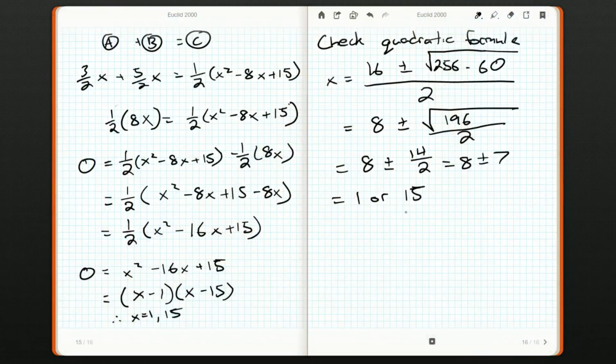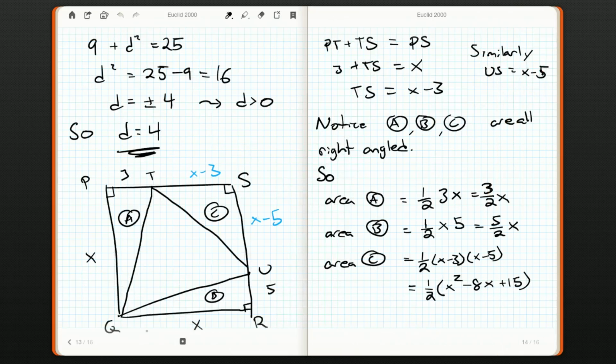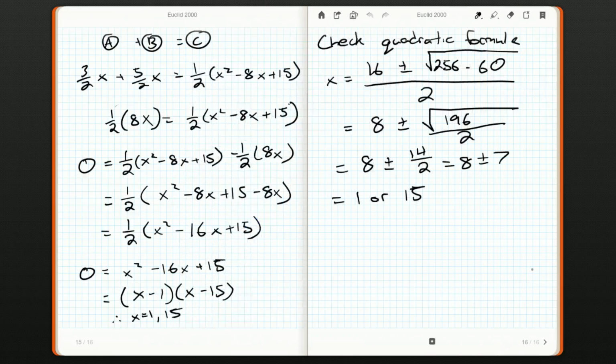Alright, so these are our values of x. Okay, so it looks like we have two potential values of x. We can have a square of side length 1 or side length 15, right? We worked out what our x's could be, 1 or 15. And how does this square with our square? Side length of 1, and then 3 and 5. Oh dear. PT is equal to 3. RU is equal to 5. These are parts of the sides.